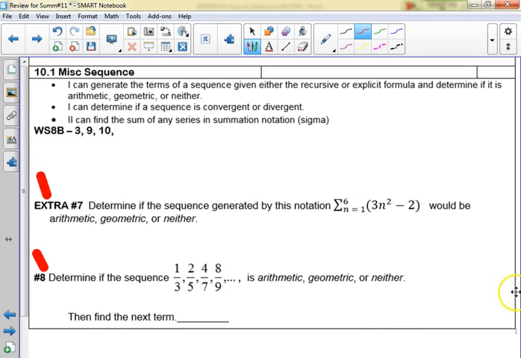All right, last section. And we only have 4 minutes. Determine if this notation, if you'd get an arithmetic, geometric, or neither sequence out of this. Any ideas? But it doesn't want the sum. It's given in sum notation, but it doesn't want a sum. It wants to know, is it arithmetic, geometric, or neither? I've just given you the sum notation to make your life difficult.